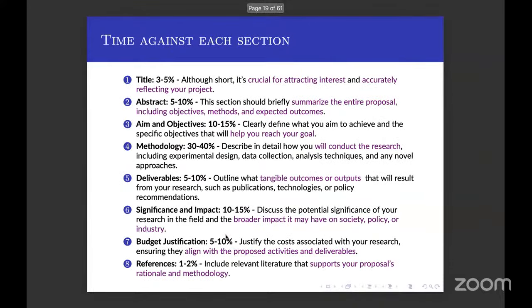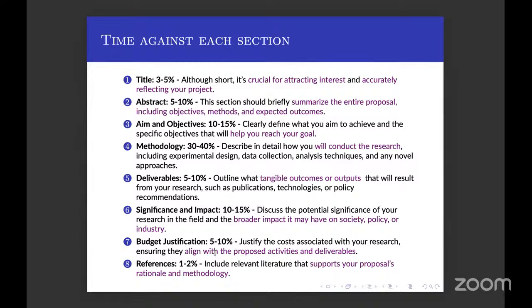Now coming to the time for each section, how much time you should give. Generally we write a title very fast, right? For the title, it is believed that you should give 3 to 5% of the time. Suppose you are giving 100 hours to writing a proposal, you should give 3 to 5% of the time to the title. Similarly, for the abstract you should give 5 to 10 percent. Aims and objectives, 10 to 15 percent. Methodology, 30 to 40 percent, and so on. So everything has been divided based on the requirement and the time you should give it.